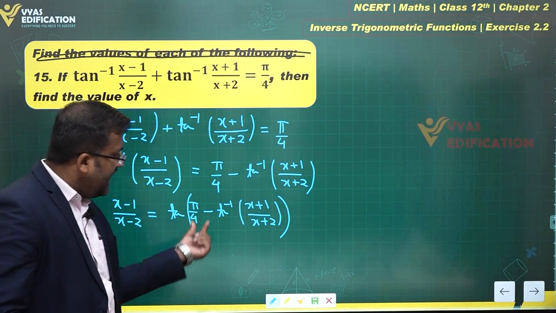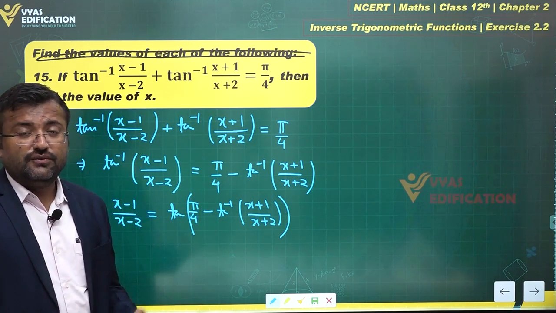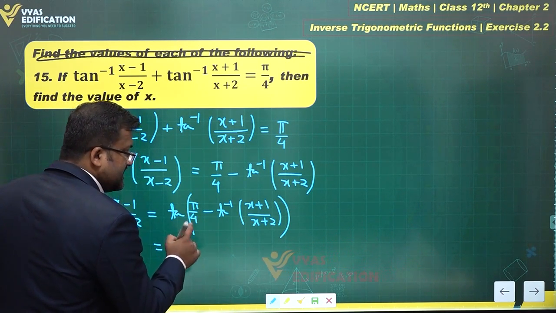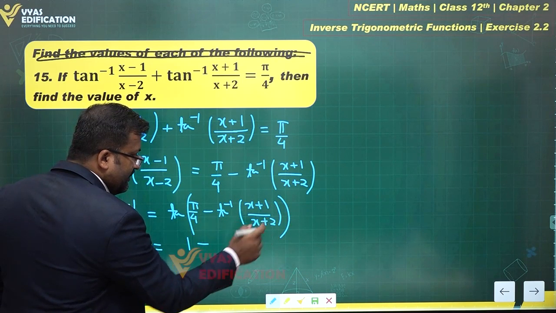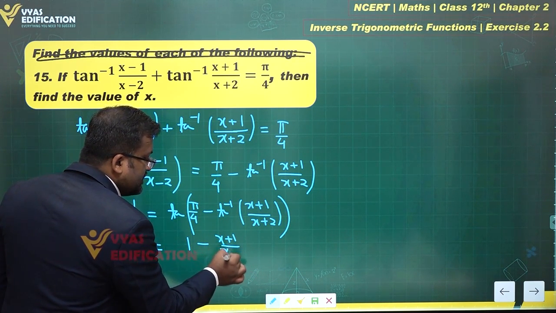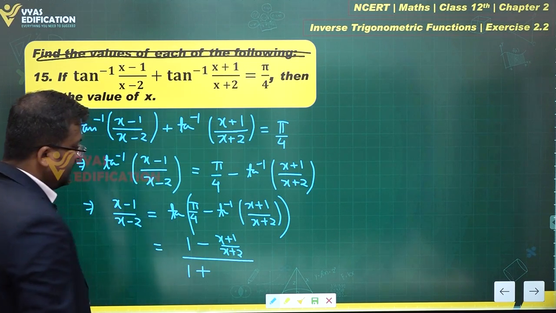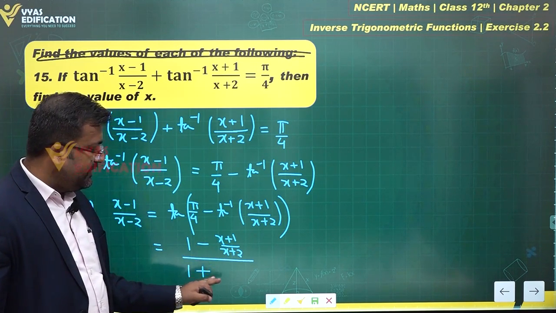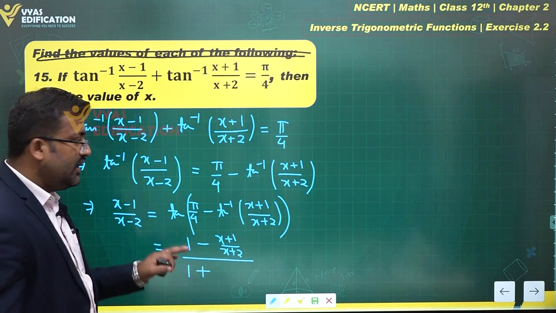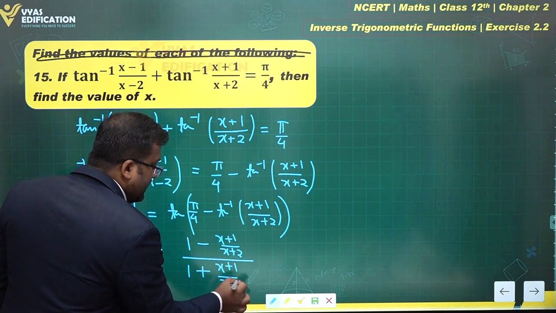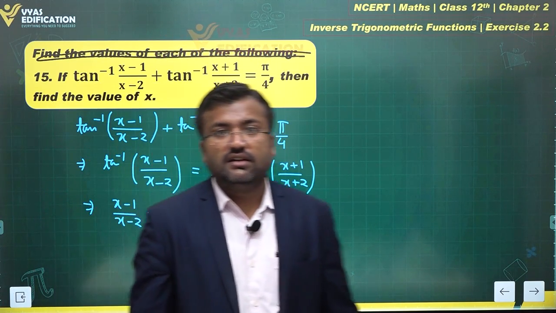And tan of A minus B, tan of some angle minus some other angle, will be tan of this angle, which is 1, minus tan of tan inverse, which is x plus 1 over x plus 2, upon 1 plus. This is tan A minus tan B upon 1 plus tan A, which is tan pi by 4, times tan B, tan of tan inverse, which is x plus 1 over x plus 2. Keep that in mind. Right?